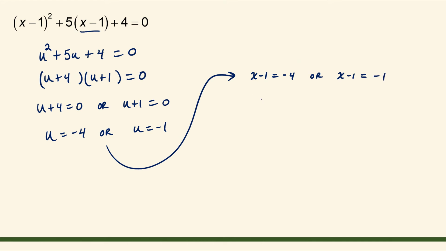Solving each of these equations for x, adding 1 to both sides gives us x is equal to negative 3, or x is equal to 0. So the two real zeros of our function f of x equals the quantity x minus 1 squared plus 5 times the quantity x minus 1 plus 4, those two real zeros are x equals negative 3, x equals 0.